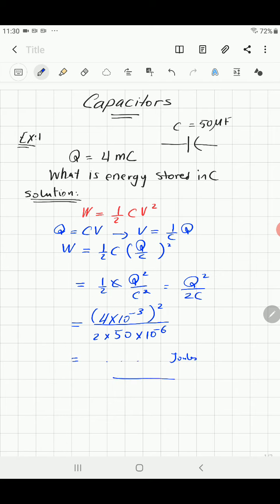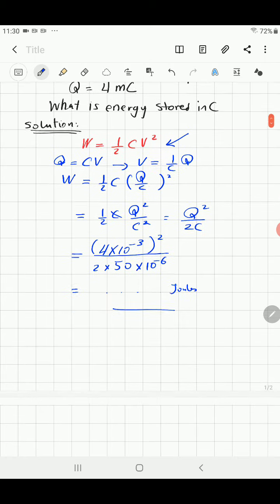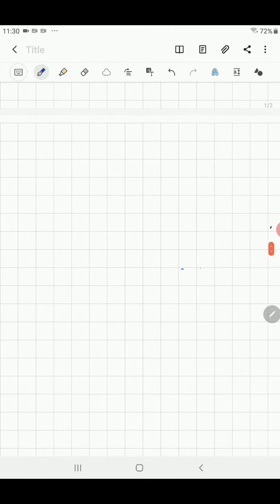So that's it. The aim of this example is that yes, you know the formula for the energy, but if you don't have a variable, you have to find the relationship between this variable and the variable given in the problem. Okay, let's move to the second example.